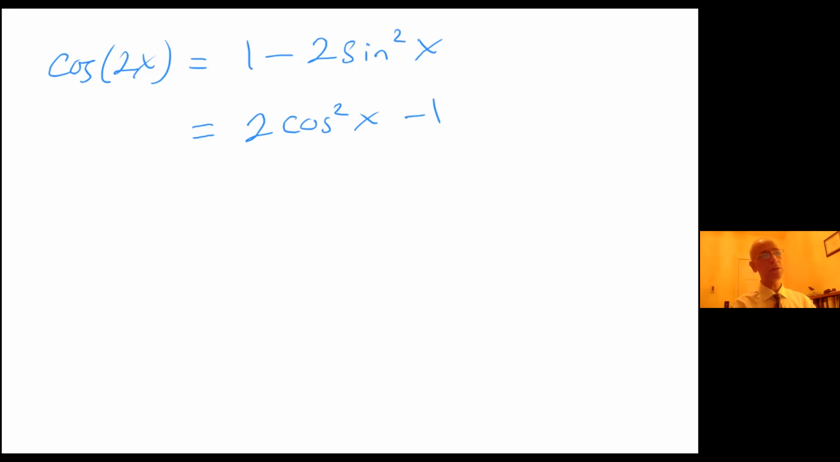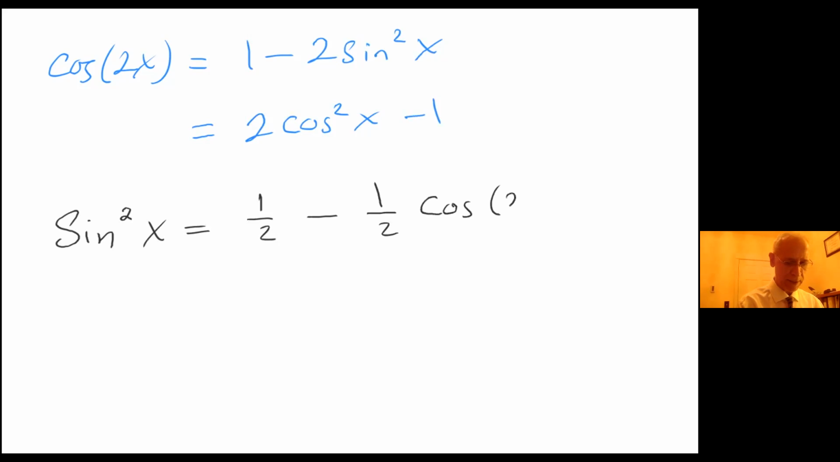The other two identities that we need are the reduction identities or reduction formulas. One is sine squared of x equals 1/2 minus 1/2 cosine of 2x, and cosine squared of x equals 1/2 plus 1/2 cosine of 2x.